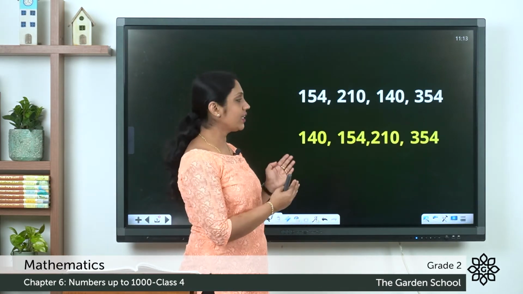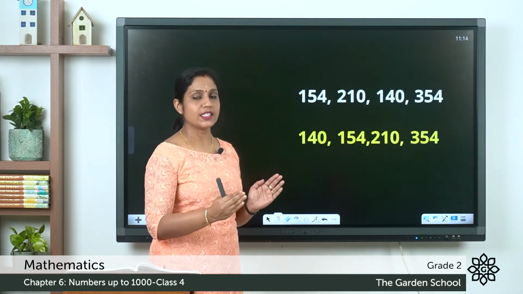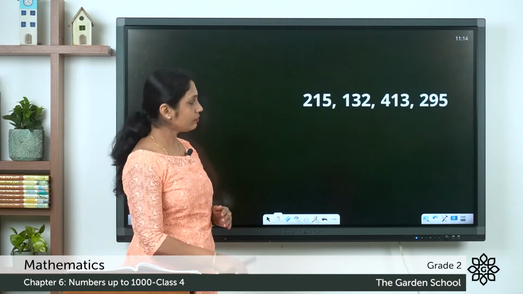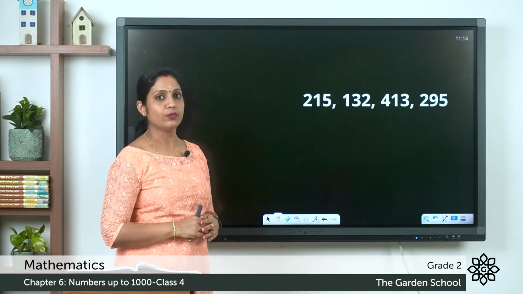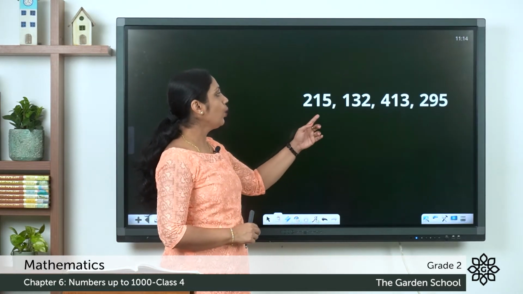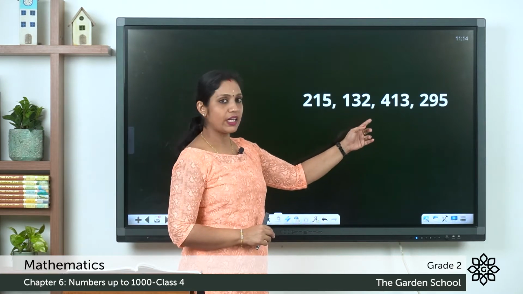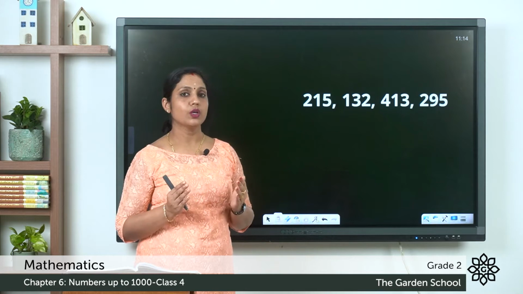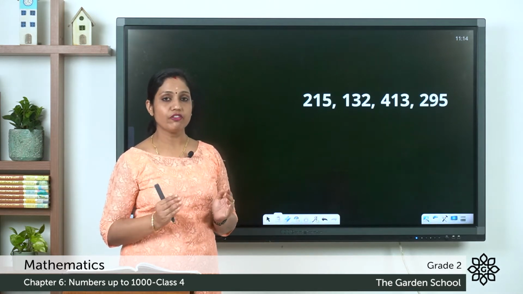So now we can say that these numbers are arranged in the ascending order, that is from the smallest to the largest. Let's have a look at these numbers. We have 215, 132, 413 and 295. So when we get these numbers, what do we have to do? First, let's look at the first digits.